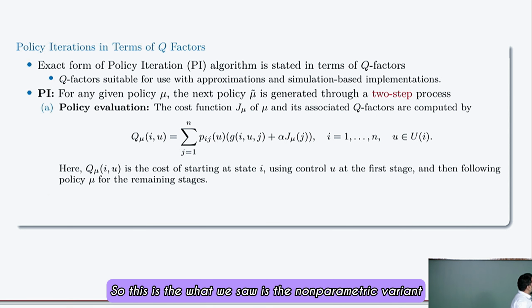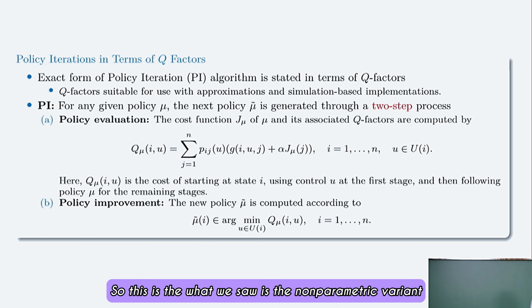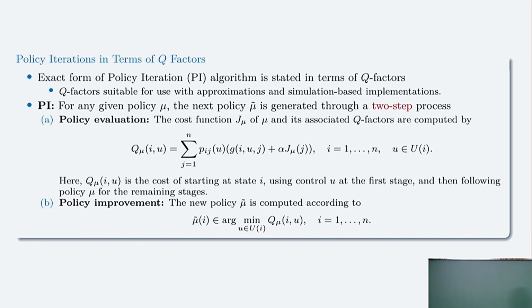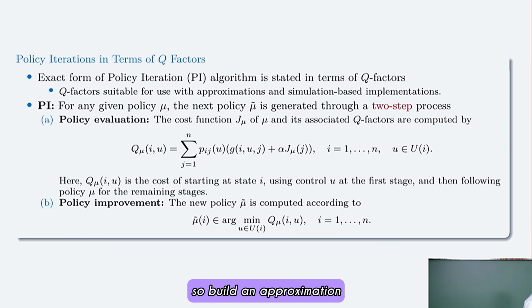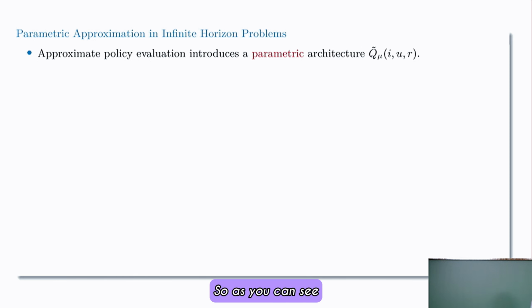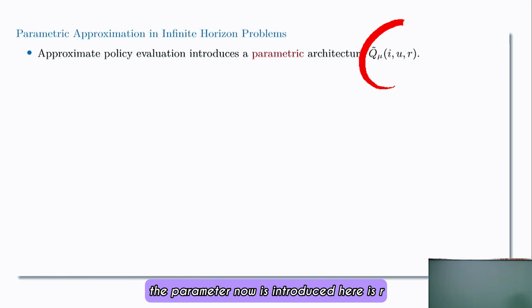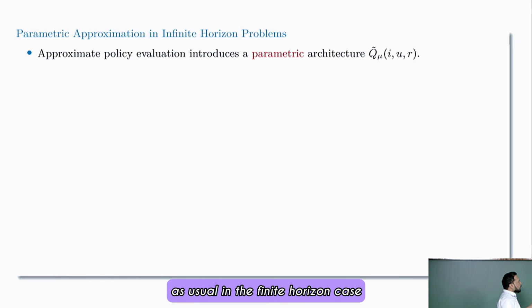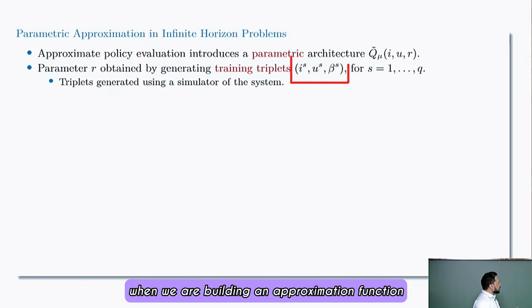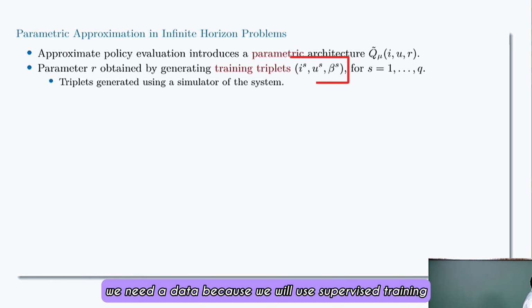So this is what we saw as the non-parametric variant, but what we want to do now is parameterize this. So build an approximation that can predict these Q values. So as you can see, the parameter now introduced here is r. As usual in the finite horizon case, things extend here. So again, when we are building an approximation function, we need data. It's because we will use supervised training.